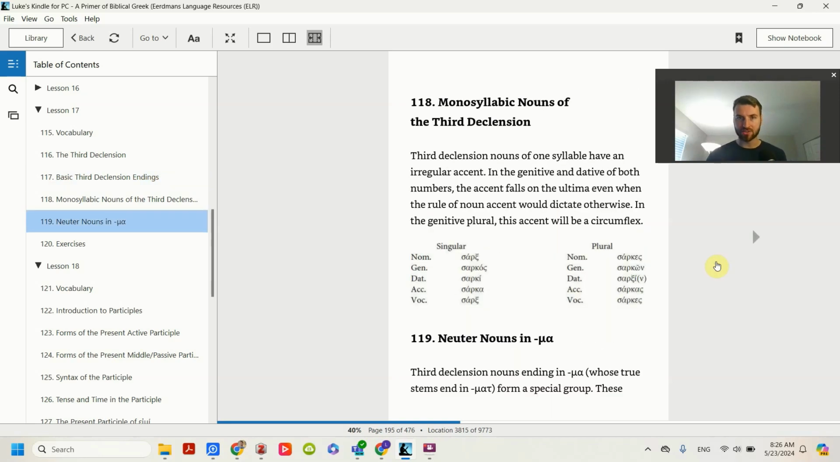And we see that in sarx as well, where the actual stem is sark that you see in the genitive here. And then in the nominative, you have the sigma being added, and that's where you get the sarx. And then in the dative plural, since we're adding sigma iota, the sigma and the kappa contract together to make the xi as well. So we get sarxin.